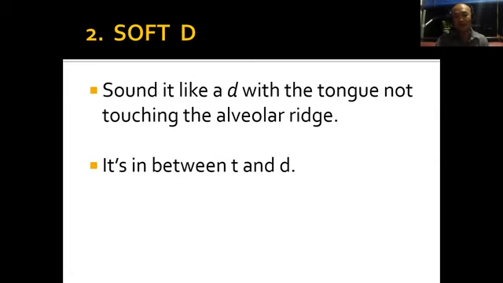Now we have number 2, the soft D. With this soft D, you sound it like a D with the tongue not touching the alveolar ridge. It's in between T and D. It's not T, it's not D, so it's somewhere in the middle. You just have to flap your tongue a little softly or very thinly to the alveolar on top, the roof of your mouth or the base of your upper front teeth. So that's why we call it the flap D.